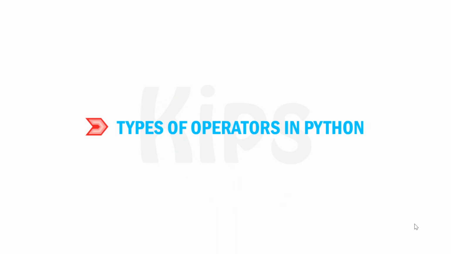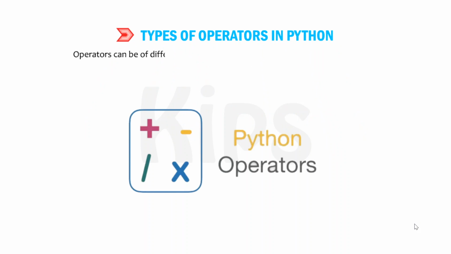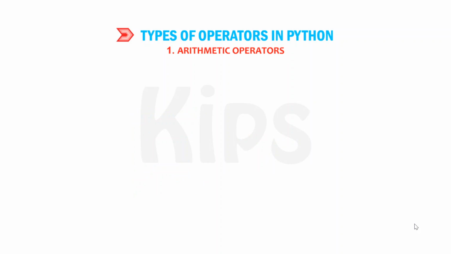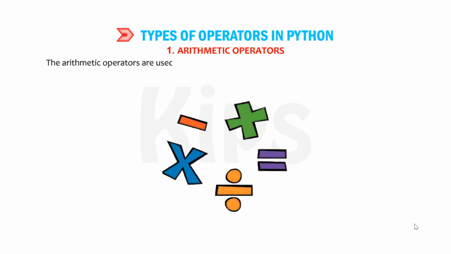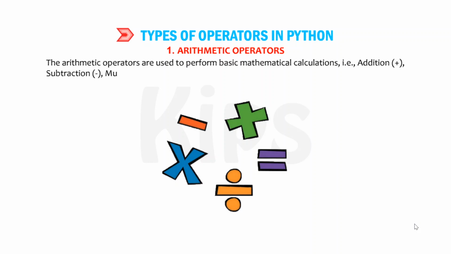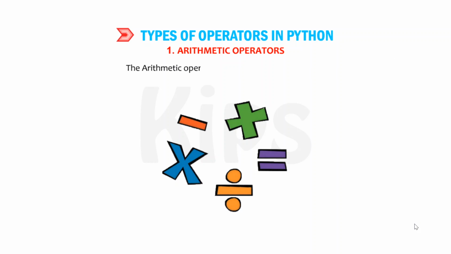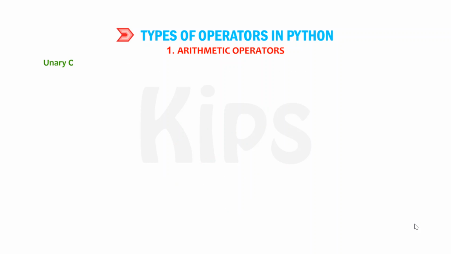First, let us start with types of operators in Python. Operators can be of different types based on the kind of operation they perform. Number 1. Arithmetic operators. The arithmetic operators are used to perform basic mathematical calculations, that is, addition, subtraction, multiplication, division, etc. The arithmetic operators can be further classified as unary operator.